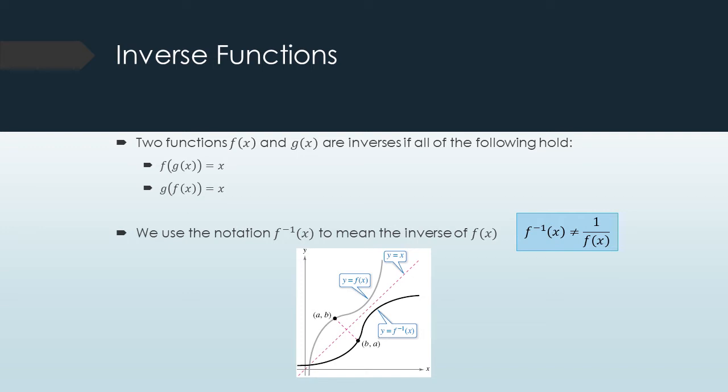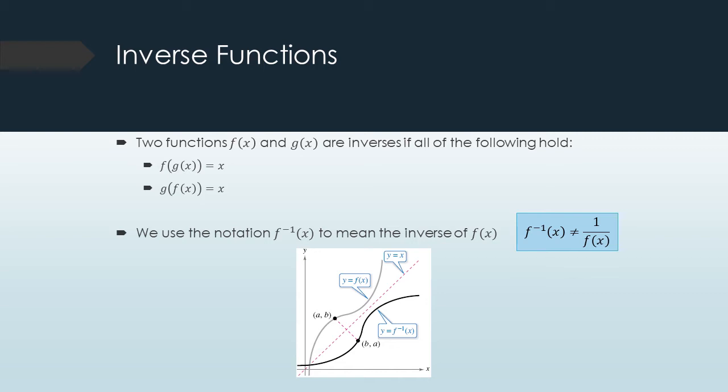To indicate inverses, we say f negative 1 as the exponent of x is read f inverse of x. That's how it's read out loud. And just because this is function notation, this does not mean 1 over f of x. It's a notation, not an exponent. It's just how it's written.